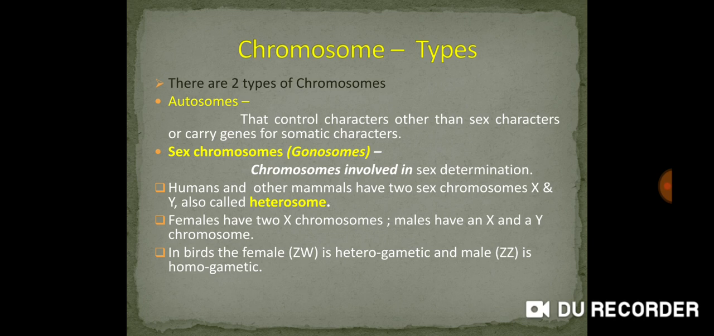Humans and other mammals have sex chromosomes X and Y, also called heterosomes. Females have 2 X chromosomes, males have X and Y chromosomes. But in birds, the condition is different. The female is heterogametic, that is ZW, and the male is homogametic, that is ZZ.